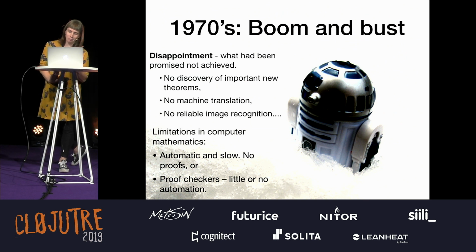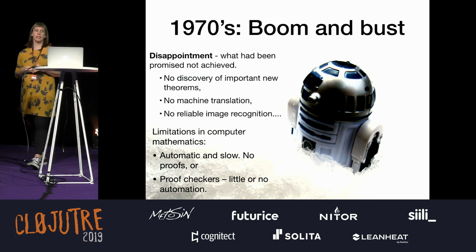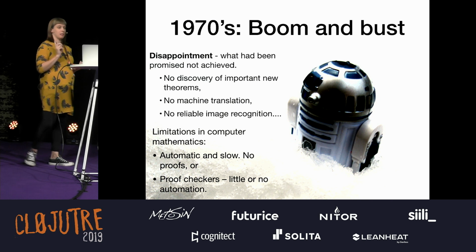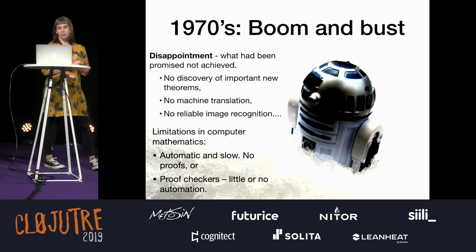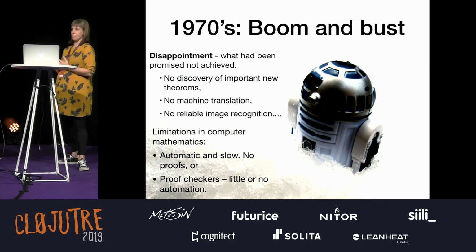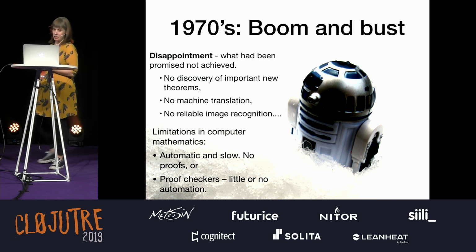So, well, in the 70s, it became apparent that all that was promised in the 60s wasn't going to happen. If we look at mathematics, there had been no discovery of important new theorems. There was no machine translation. There was no reliable image recognition.